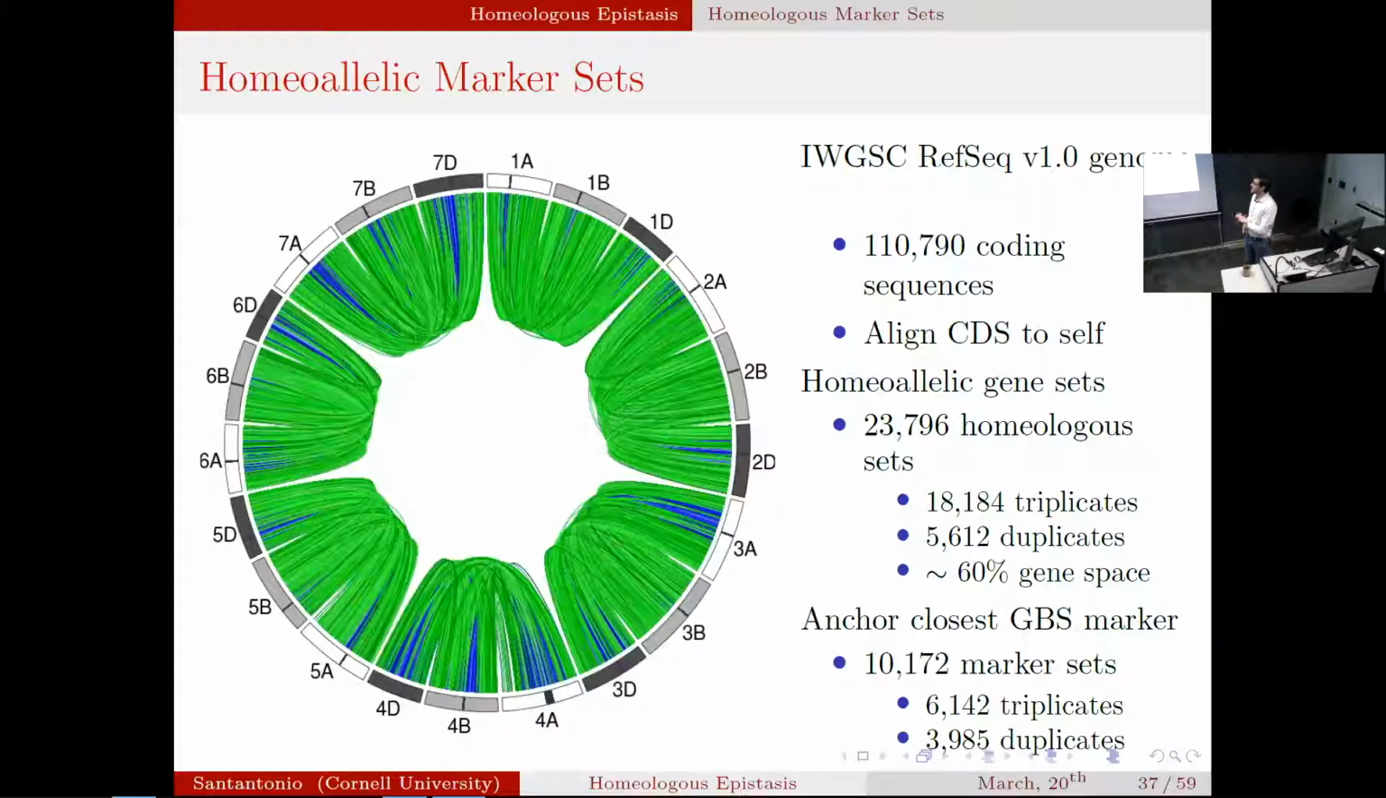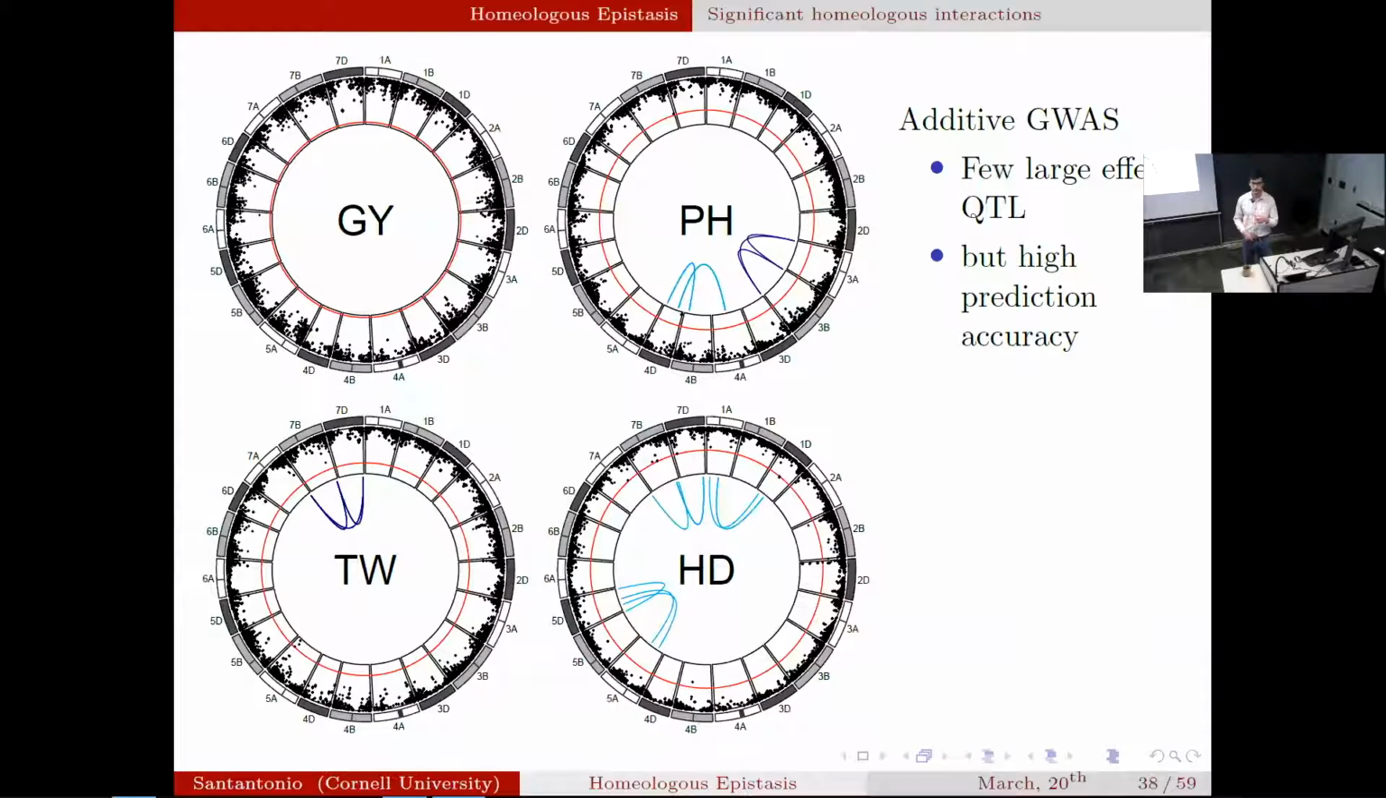And then I tagged those sets with GBS markers, so now I can track them. I ended up with a total of about 10,000 marker sets.